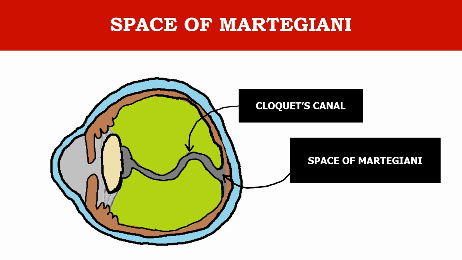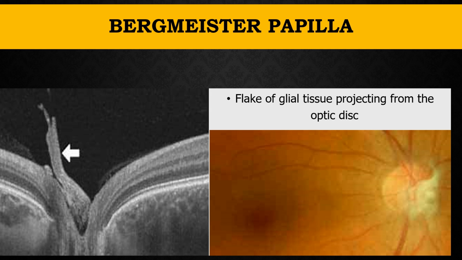So we already discussed what is meant by the space of Martegiani. The space of Martegiani is a funnel-shaped dilatation of Cloquet's canal, basically near the optic disc. So that is important. And why we discuss the space of Martegiani is because sometimes you can find just a flake of glial tissue projecting from the optic disc. Now this is also a remnant of the hyaloid artery system. It's just that you will find that glial tissue sitting over there and not the vessel, and this is quite smaller compared to the posterior PHPV, right?